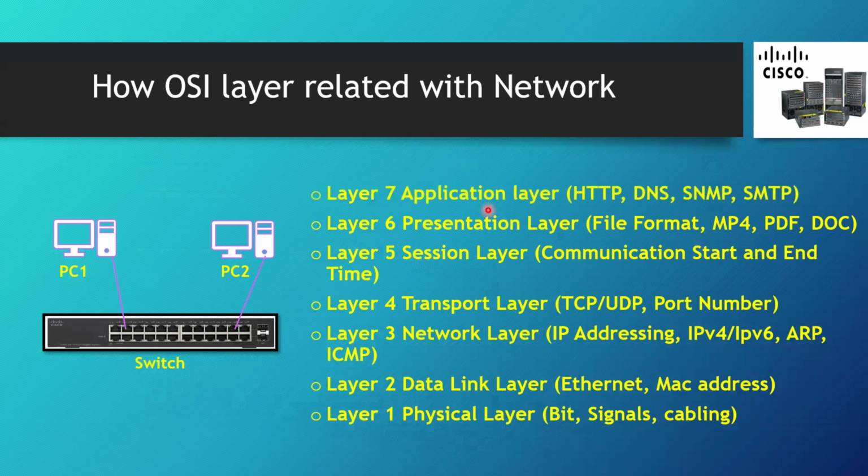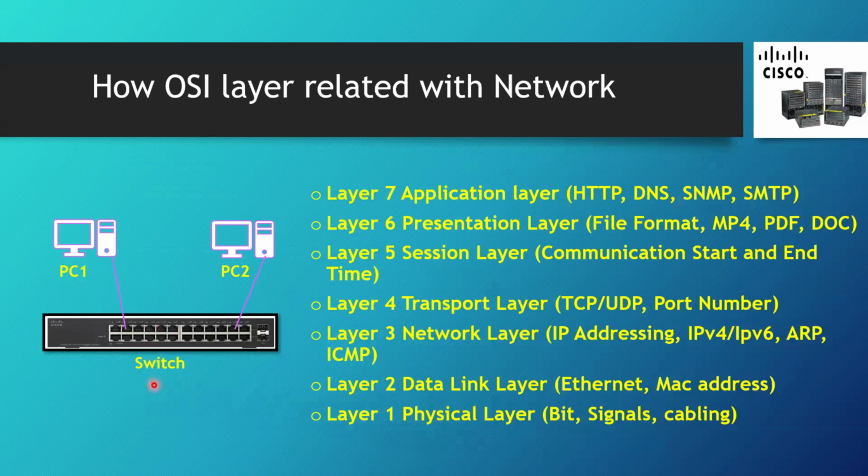Next is layer 7, which is the application layer. As part of that, we have many different kinds of protocols, let's say HTTP, which is port number 80, DNS, SNMP, SMTP, and so on. So application layer protocols actually help the end user to open that file and read that file. Now, these are the 7 different OSI layers we have, and they are related to our network model.